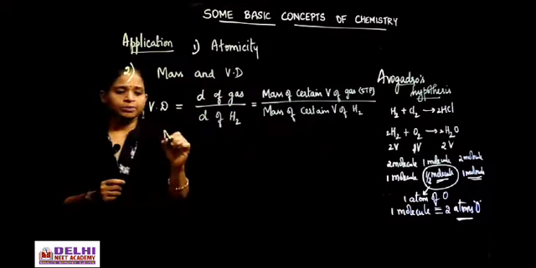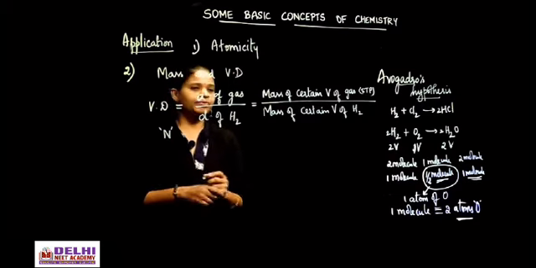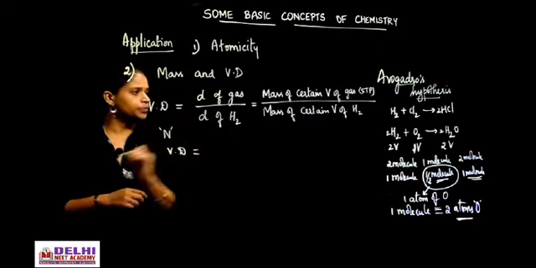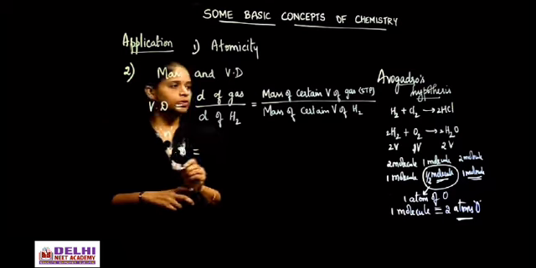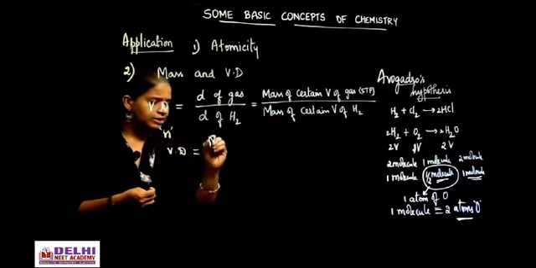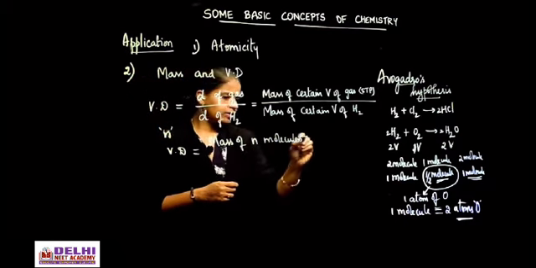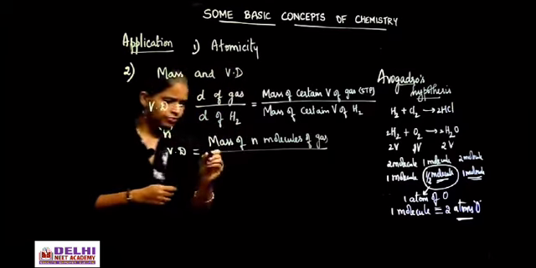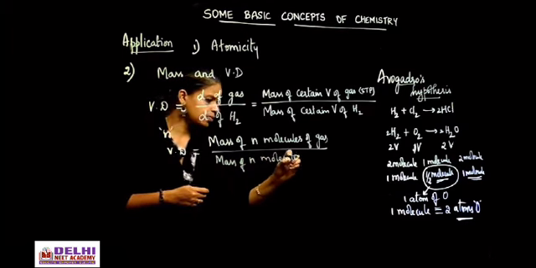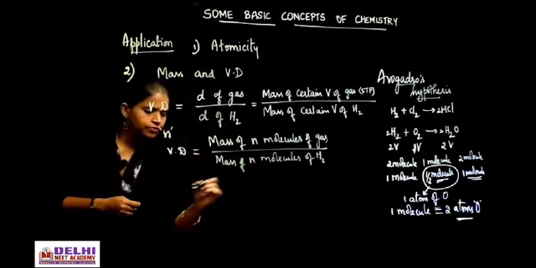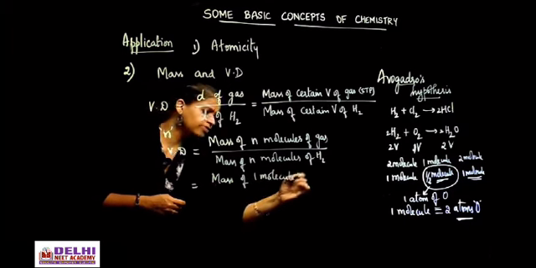If I consider that n molecules are present in a given volume of gas and hydrogen under similar conditions of temperature and pressure, then vapor density will be equal to, let me consider small n because capital N has a different value, the mass of n molecules of gas to the mass of n molecules of hydrogen. Which is again the mass of 1 molecule of gas by the mass of 1 molecule of hydrogen.